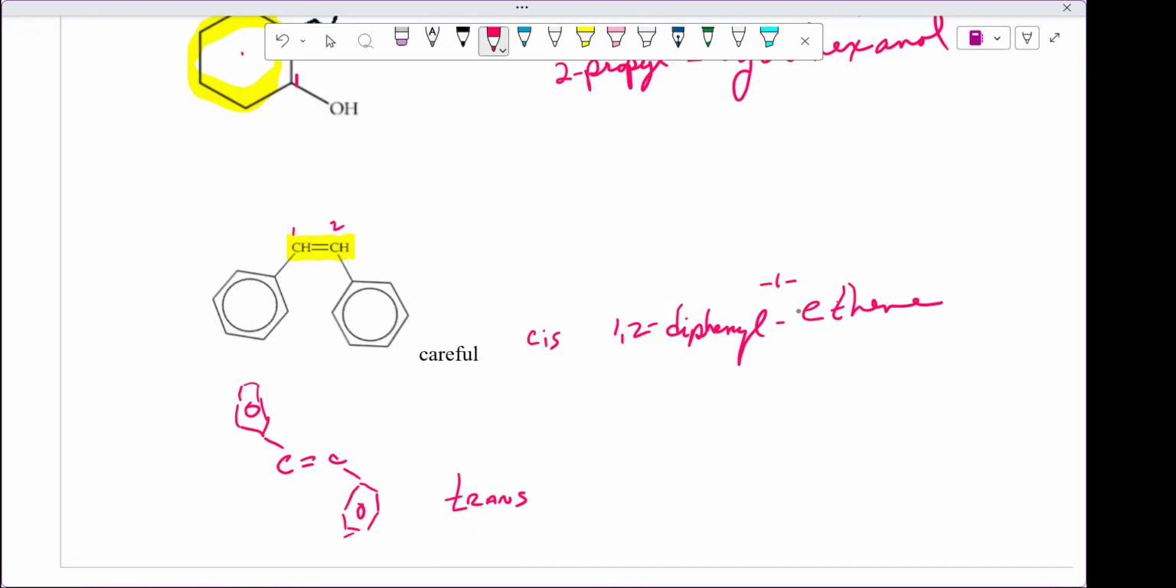Frequently you'll have methyl groups like this. Cis and trans. This happens to be phenyl groups. But normally it's going to be the same. Like if we had this, it wouldn't be cis because one's an ethyl and one's a methyl. Normally it's the same.